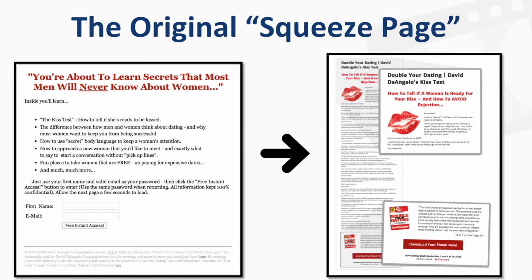Offer them an ethical bribe, a lead magnet. For him, it was the KISS test. Then on the next page, he gives them the KISS test, thanks them for giving the email address, and then from here, they're able to push them into whatever product or service they actually want to sell on the back side of it, okay? Now, they were able to build an email list of hundreds of thousands of men and build a huge company by using simple squeeze pages like this, okay?